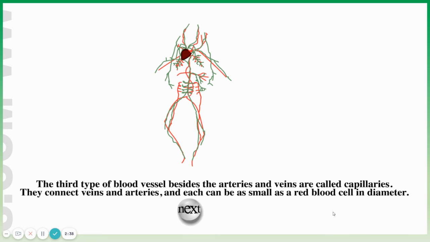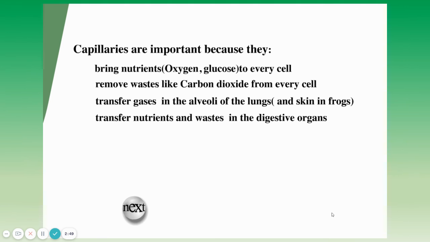The third type of blood vessel besides the arteries and veins are called capillaries. They connect veins and arteries, and each can be as small as a red blood cell in diameter. So capillaries are kind of the connection system.